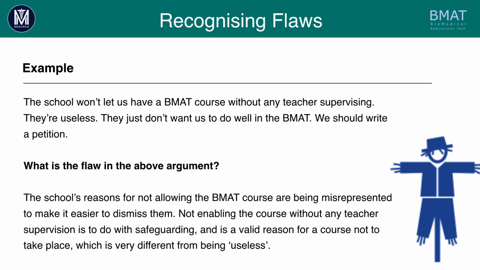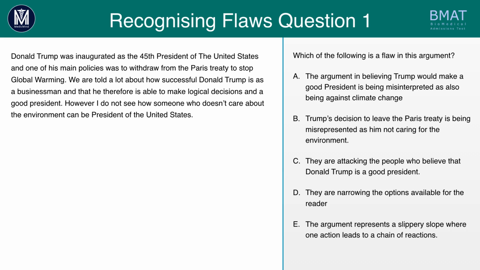So not enabling the course without any teacher supervision is to do with safeguarding and is a valid reason for a course not to take place. Very different from the school being useless. So the opposition's argument is made to appear less reasonable, so that the author's argument, the supposed pupil in this situation, is a lot more reasonable. Hope that makes sense. Now carry that logic forward into this example. Pause the video now and have a go.